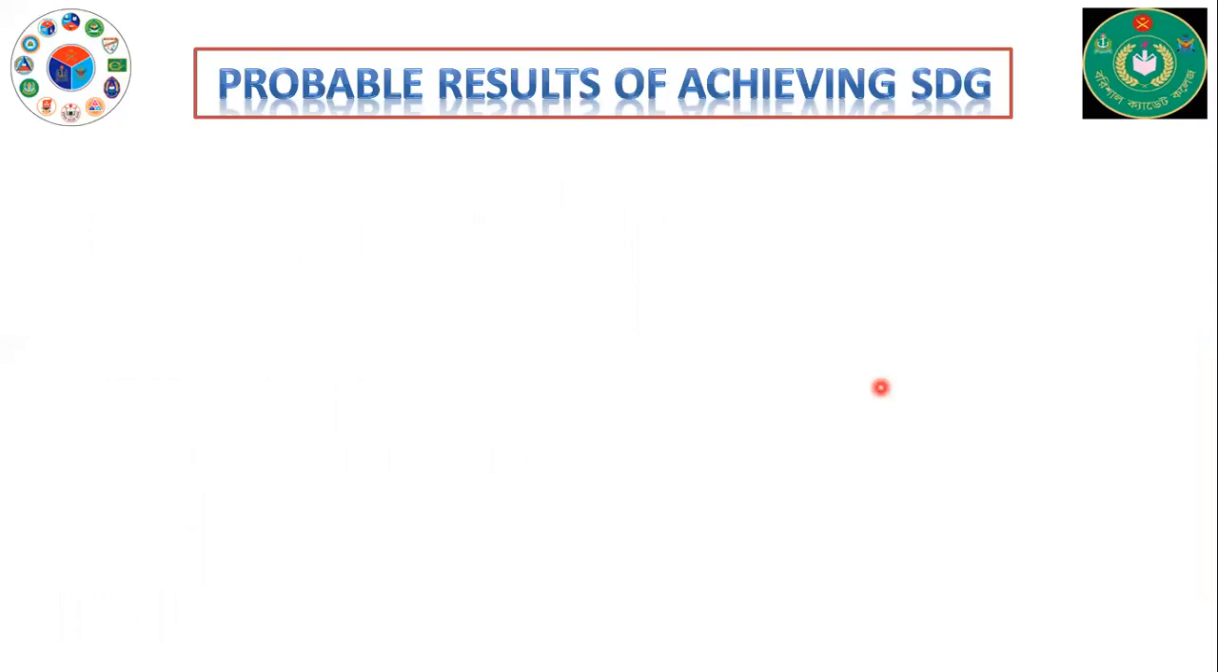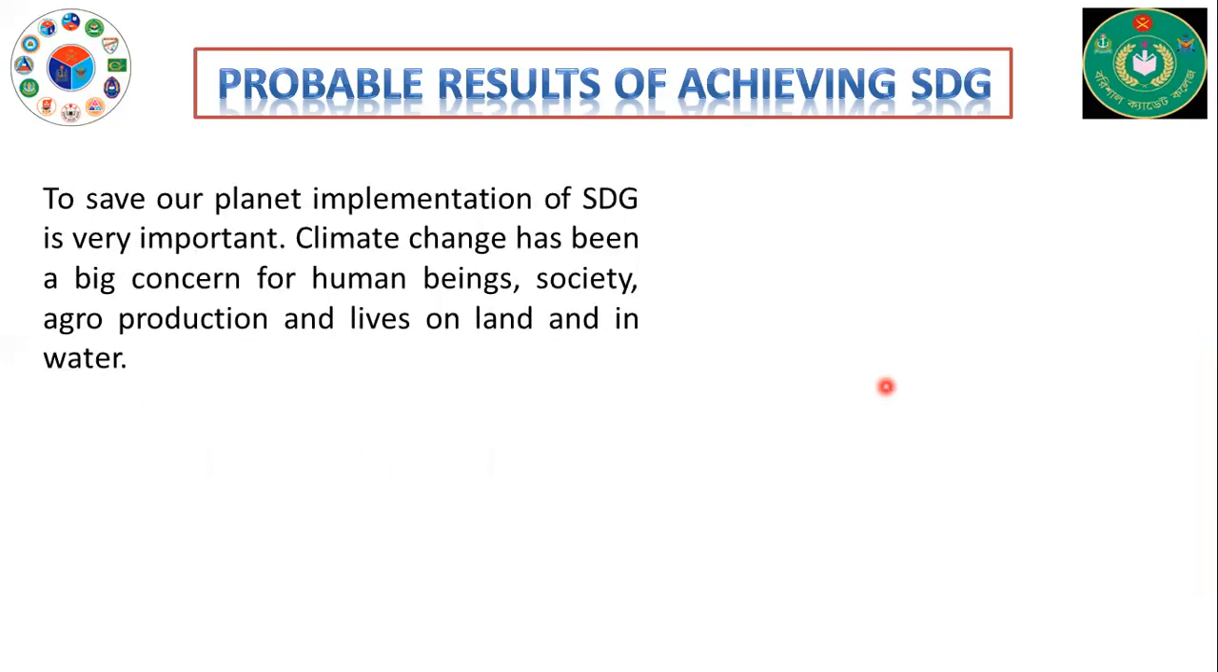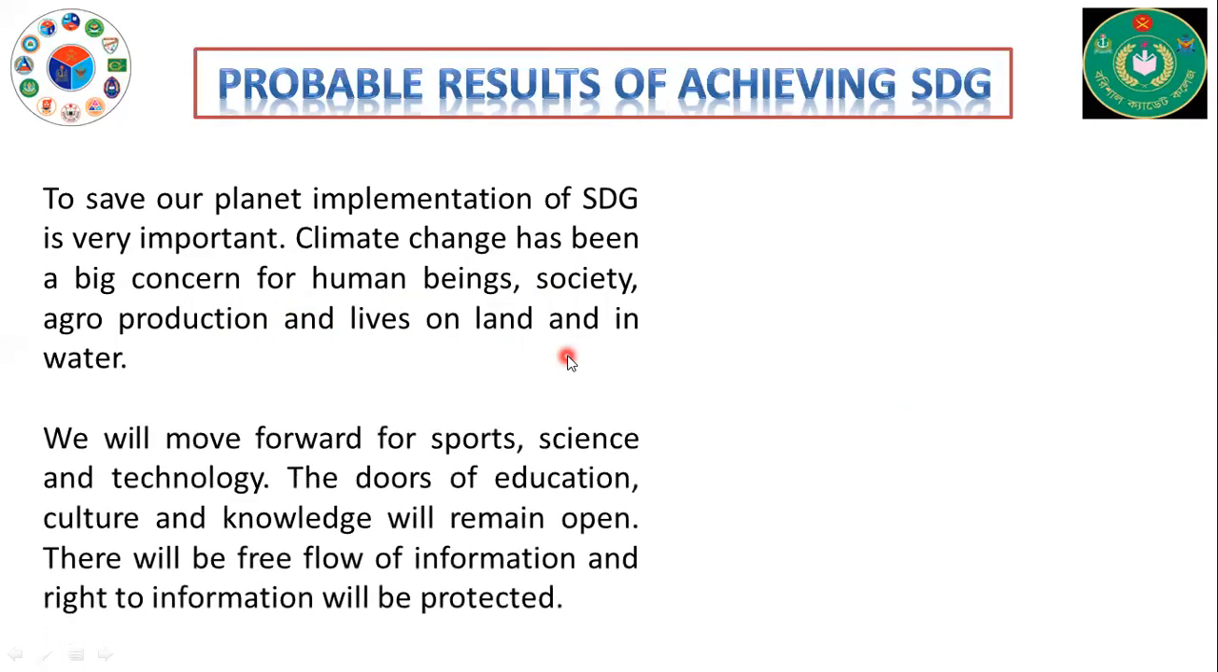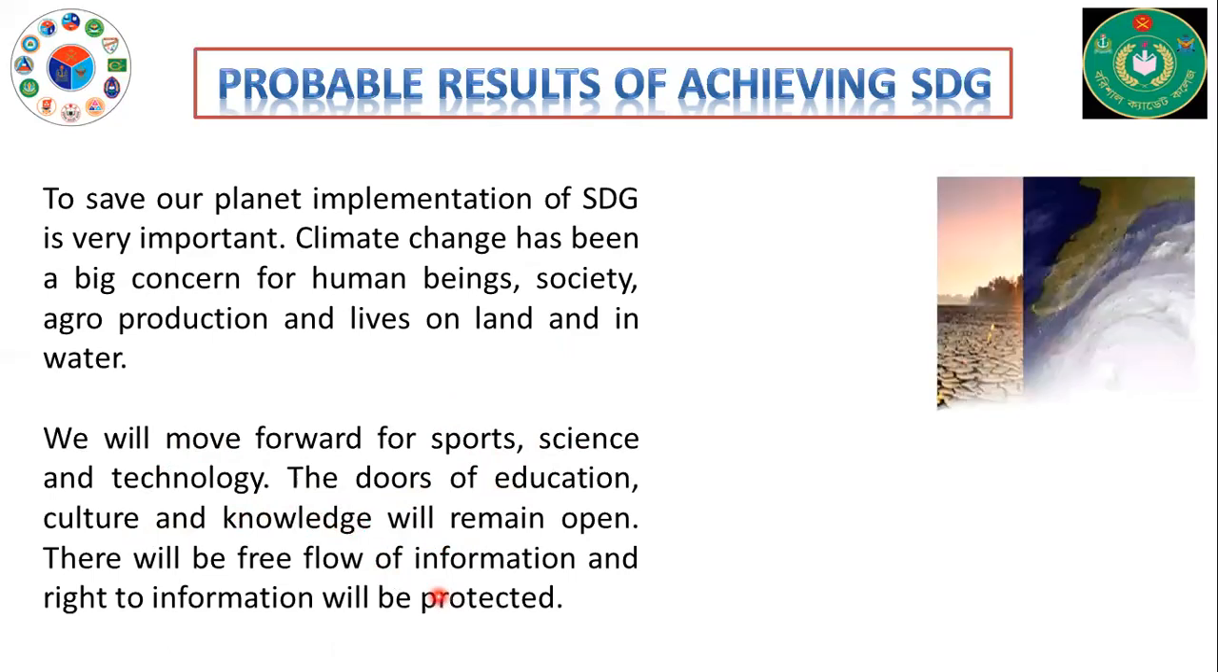Probable results of achieving SDG. What will be the result if we achieve SDG? To save our planet, implementation of SDGs is very much important. If you want to save our earth or planet, then it's our utmost duty to implement the SDGs in any way. Climate change has been a big concern for human beings, society, agro-production, and lives on land and in water. We will move forward in sports, science, and technology. The doors of education, culture, and knowledge will remain open. There will be free flow of information, and the right to information will be protected. If we want to achieve SDG, these results will appear.